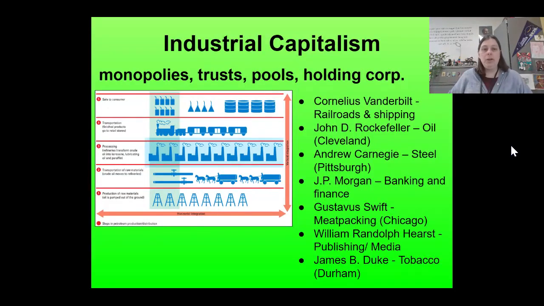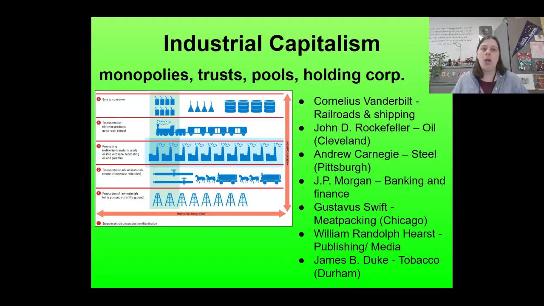Some examples: industrial capitalism is a term we just finished defining. Here are some other examples of new business structures in this time period. Monopolies are probably the most well-known, but people at the time tended to use the term trusts for what we might call a monopoly today, a group of companies banded together. Also pools, which are really associated with the railroad industry, holding corporations, etc.